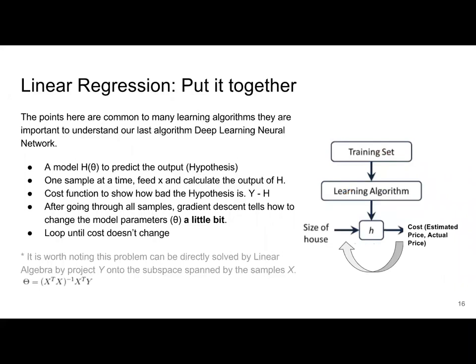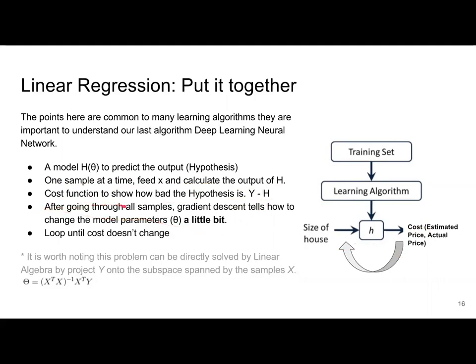So, okay, that's probably it. We will put it all together to explain how it works. So we have a model to predict the output. This is called the hypothesis. Every time we take one sample, feed it, and see what the output is. The output is not accurate all the time, so it will have a cost, which is the difference between the output and the expected price. So the cost function shows how bad your hypothesis is.